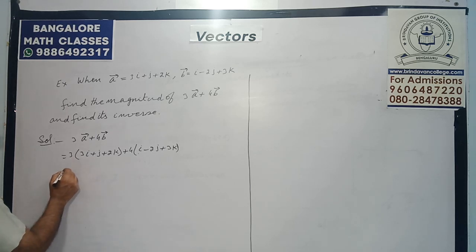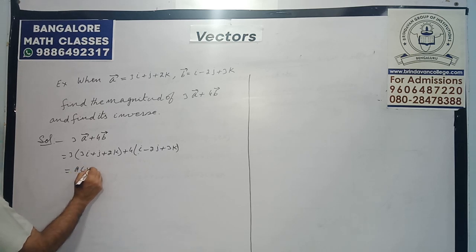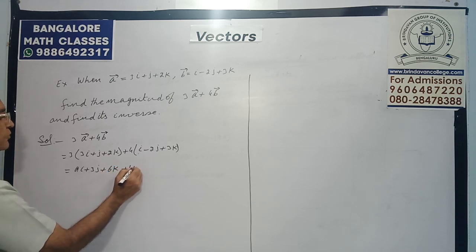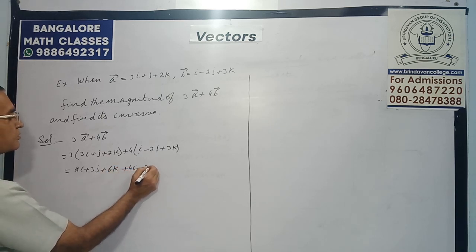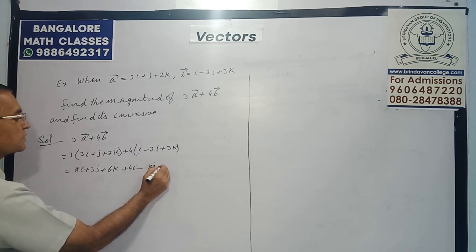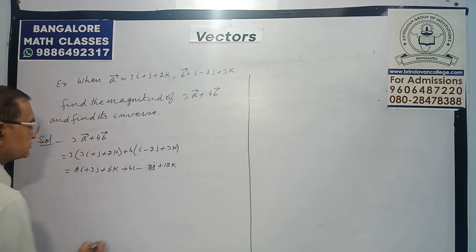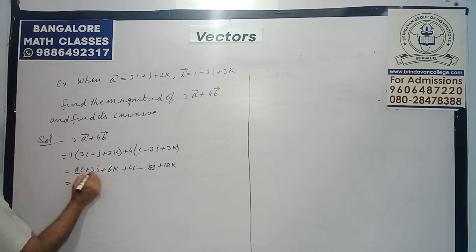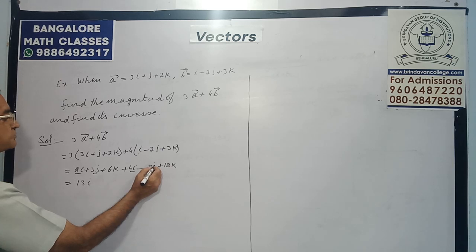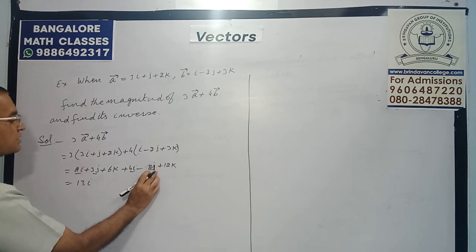Equals, multiplied by 3: 9i, 3j, 6k, 4i, 4 times 2, 8j, 12k. Equals 9 and 4, 13; 3 and minus 8j.